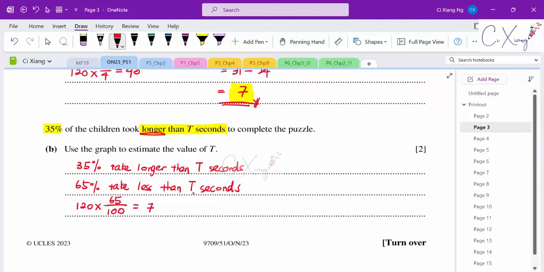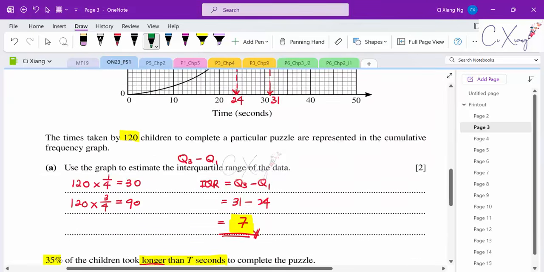So you get 78. All right, so what does it mean? That means you need to get the value of t, you need to read it from the graph again, from the cumulative frequency at 78. Right, so let's proceed further.